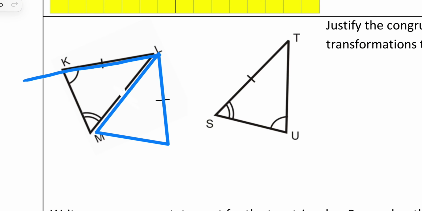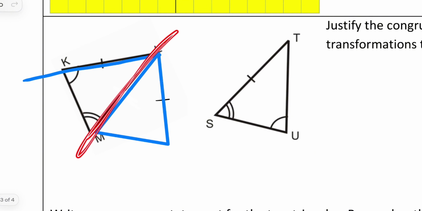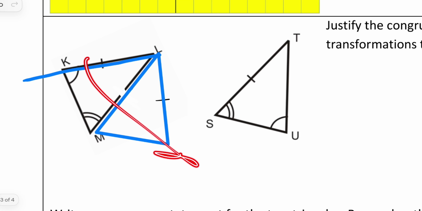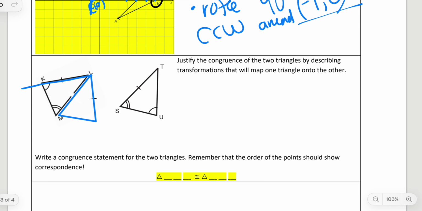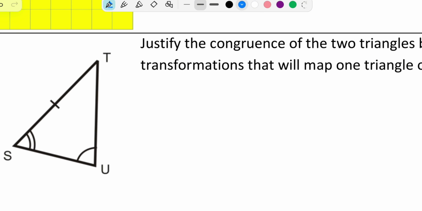Because this segment would be right on top of this segment, and obviously these are touching. We would just have to fold it over like a mirror. So all we're going to write down is exactly what I just said. Everything that I said verbally, we're just going to write down in words. So let me go ahead and get my pencil out.